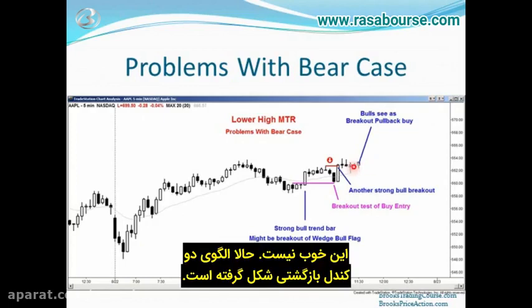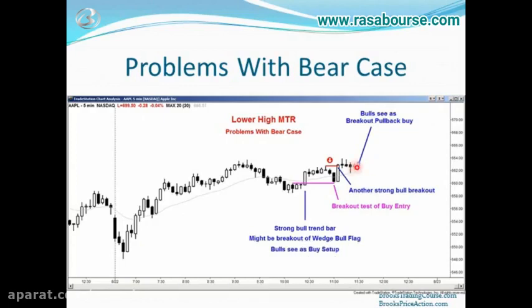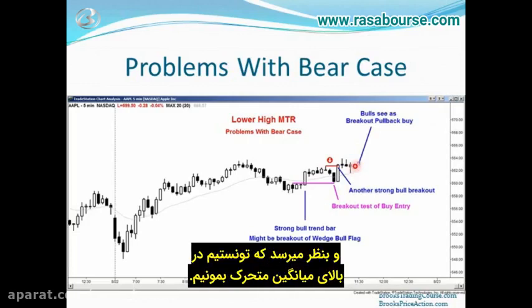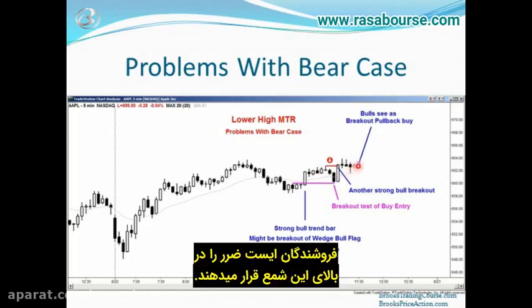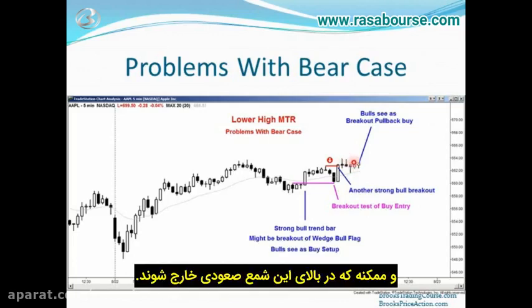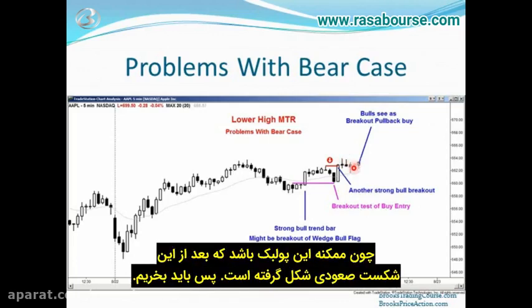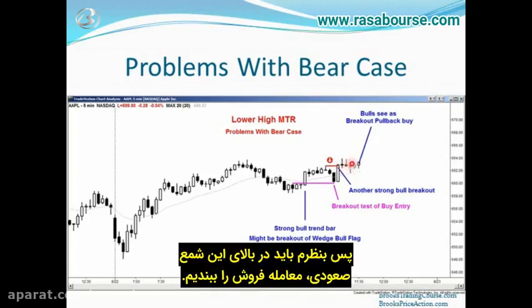Now we have a little 2-bar reversal here, and a bull body, and it looks like we're holding above the moving average. So we may get a second leg up. The bears, their stop is probably above this bar. They might get out above this bull bar because I think the bulls can make a case that this is a pullback buy from this strong bull breakout. So I think it's okay to exit a short above that bar.